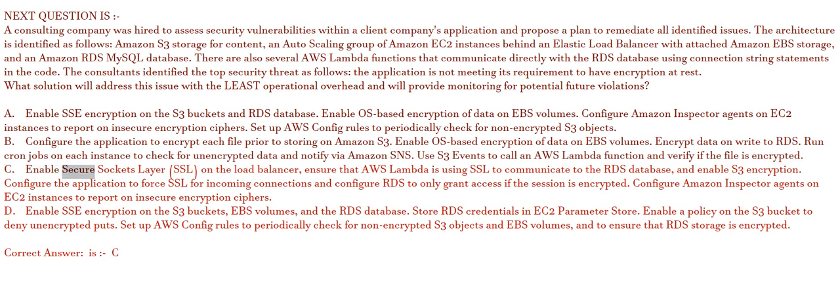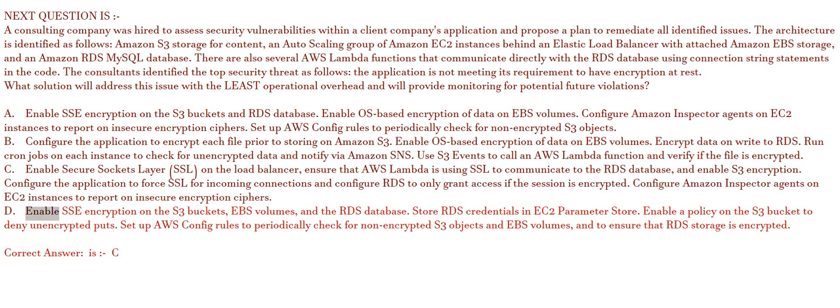C. Enable Secure Sockets Layer (SSL) on the load balancer. Ensure that AWS Lambda is using SSL to communicate to the RDS database, and enable S3 encryption. Configure the application to force SSL for incoming connections and configure RDS to only grant access if the session is encrypted. Configure Amazon Inspector agents on EC2 instances to report on insecure encryption ciphers.